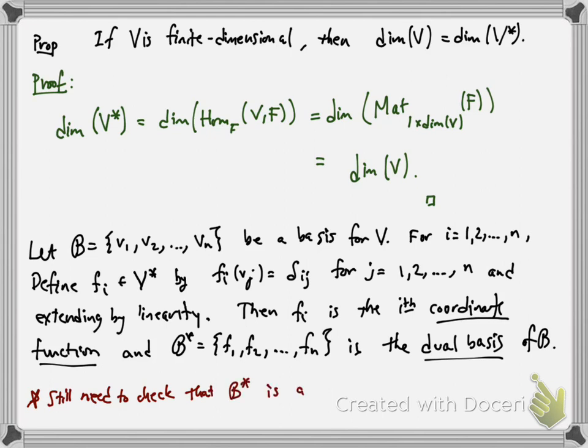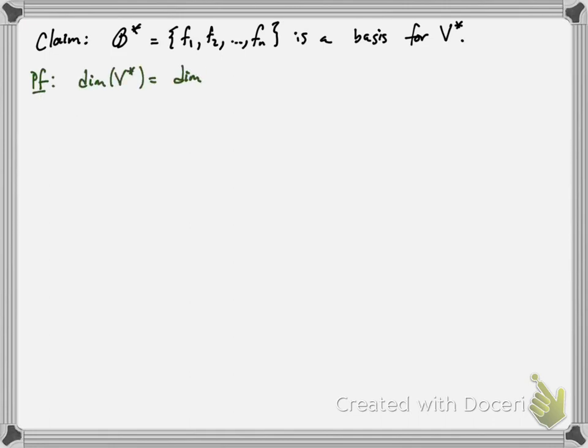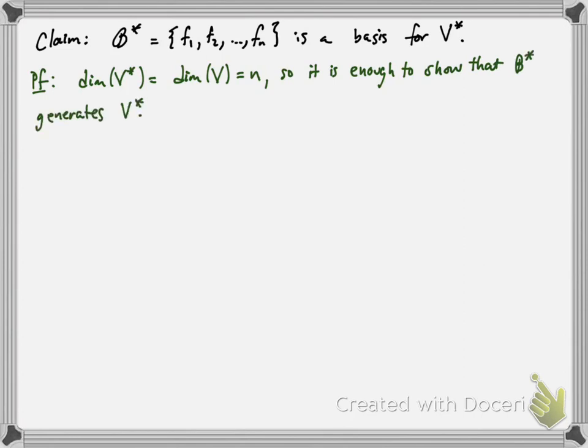We still need to check that this name suits the set. Right now it's just a set of functionals, and we need to check that B star is actually a basis for V star. So let's check that now. The claim is that B star is a basis for V star, keeping the notation from the last slide. Here's the proof. First notice that the dimension of V star is equal to the dimension of V, which is n, since we have an explicit basis for V with n elements. Since B star has the same number of elements, it's enough to show that B star generates V star, and that will be enough to show that it's a basis.